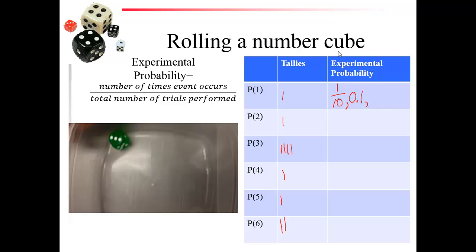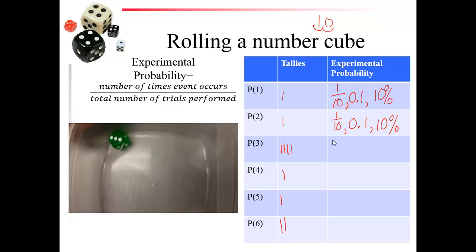And then as a percent, remember to turn a decimal to a percent, we move the decimal twice to the right. So 10%. Okay, the probability of a 2 in our experiment was also 1/10 and 10%.